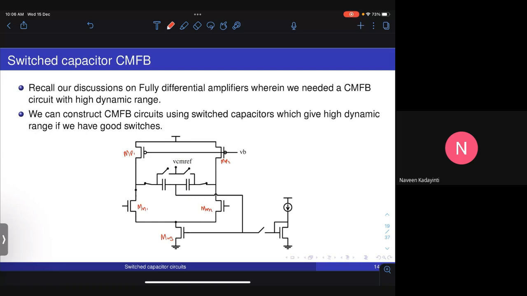So what happens here is, during one of the phases, you close these two switches and open these two switches and close this switch. Essentially in this phase, the two capacitors are connected like this. So this will be at VCM ref. This will also be at VCM ref.